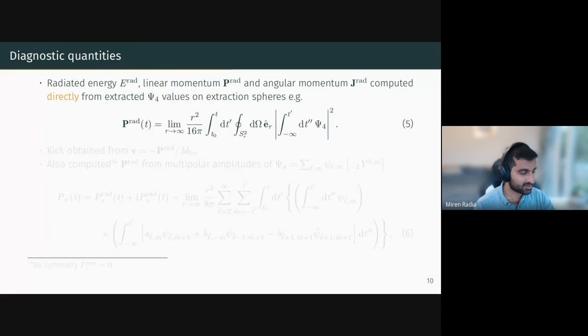Okay, so I've talked about the numerical implementation, and I've talked about gravitational wave extraction. So how do we calculate the radiated momentum in gravitational waves?